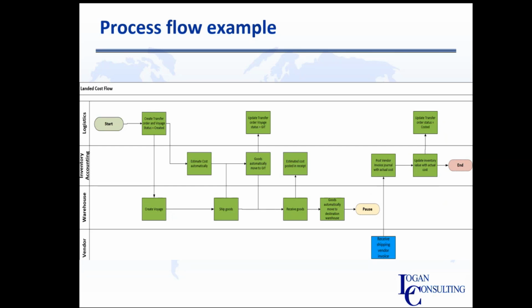A logistics person can update the status of goods in transit. Once the goods arrive at their destination, you can receive the goods. The estimated costs will be posted automatically, and we'll look at the posting definition for that and the associated account and all the entries. The goods will automatically move to the destination warehouse once received.